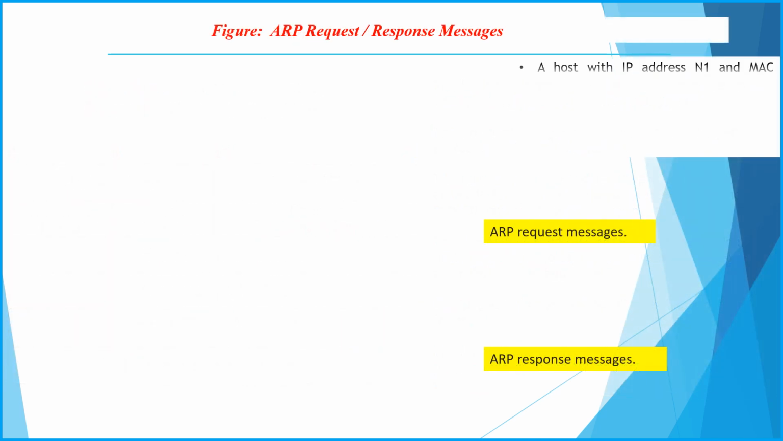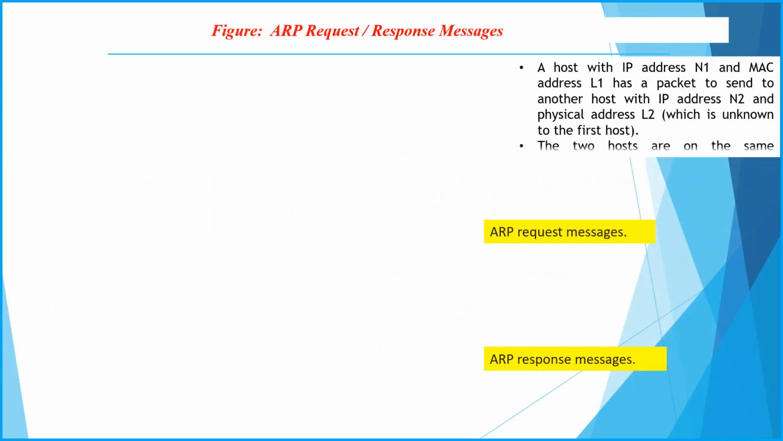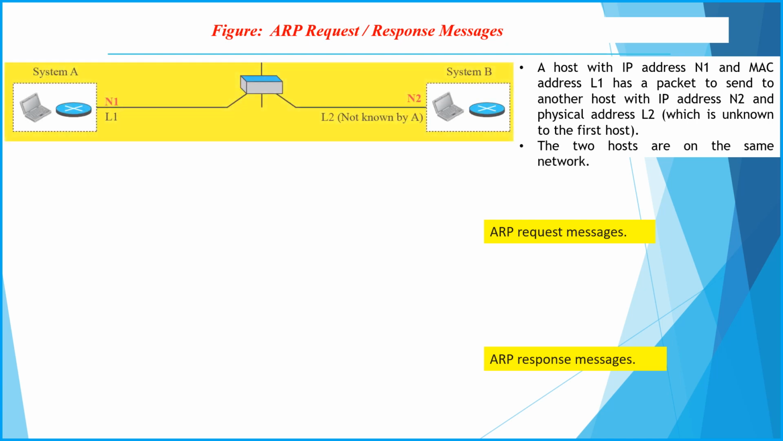Here we show the demonstration of ARP request and response. A host with IP address N1 and MAC address L1 has a packet to send to another host with IP address N2 and physical address L2.